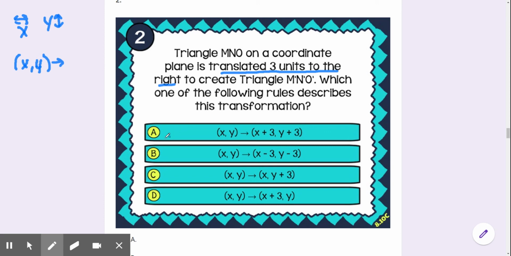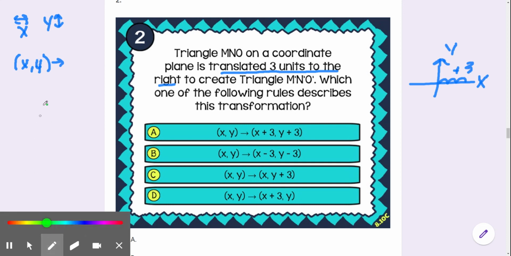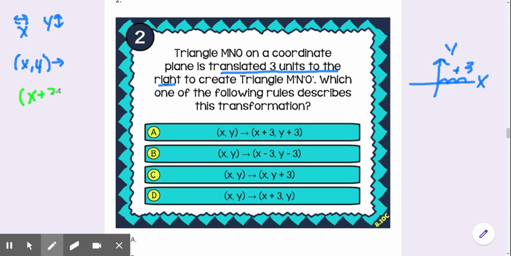Did it go forward or backwards? If I look at a coordinate plane, here's my Y, here's my X. If I'm moving to the right, 1, 2, 3, that is adding 3. So my XY is going to turn into X plus 3. And nothing is happening to the Y. It doesn't say anything about moving up and down. So that's my Y right there. That would be answer choice D. All right, y'all go ahead and continue. Make sure you wrote down all your notes because you're going to have to do some of these tomorrow as well.